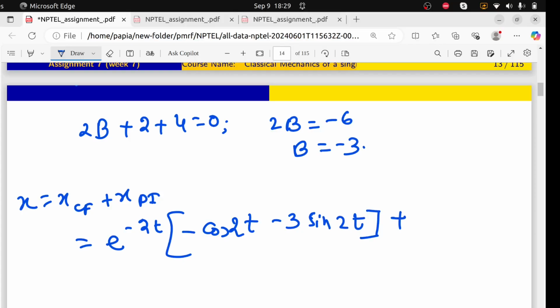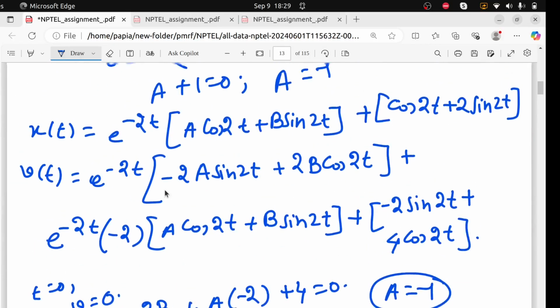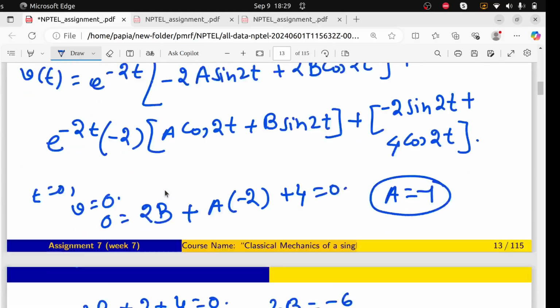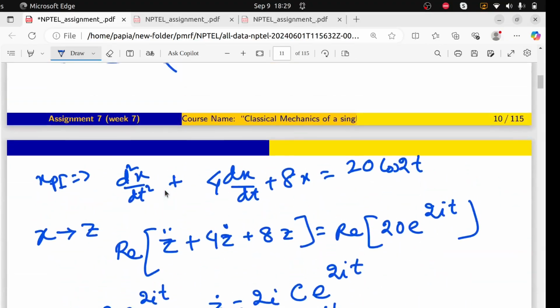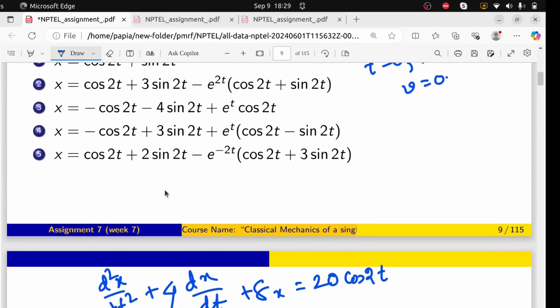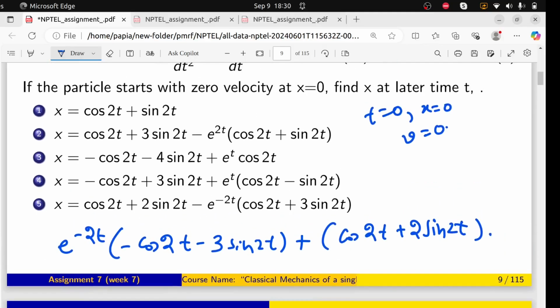plus, how much was there? Cos 2t plus 2 sin 2t. Okay, I'm going to write the full expression here as well. It is e to the power -2t (minus cos 2t minus 3 sin 2t) plus cos 2t plus 2 sin 2t. Now you can compare these expressions and I can see that this is the fifth one.